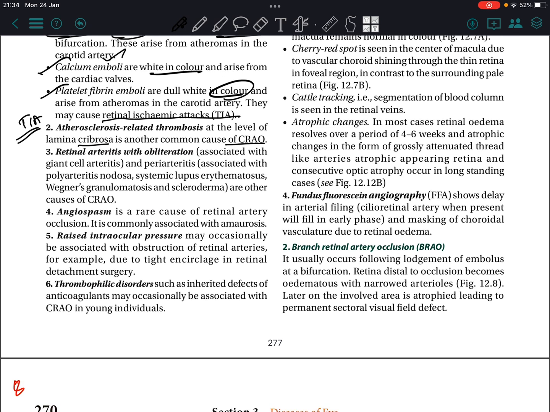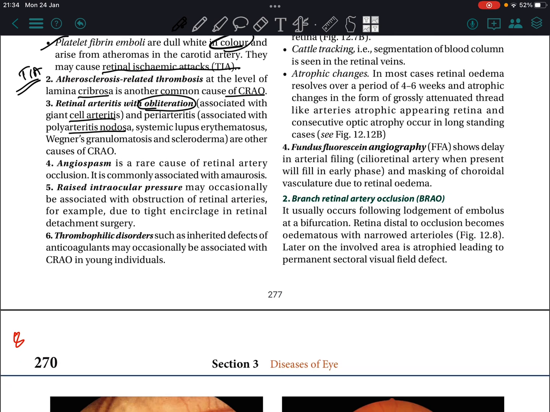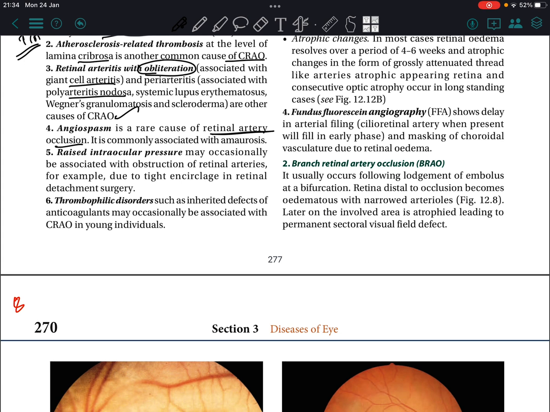Arteritis with obliteration is associated with giant cell arteritis, and periarteritis is associated with polyarteritis nodosa, SLE, Wegener, scleroderma, and other causes of CRAO. Angiospasm is a rare cause of retinal artery occlusion. It is commonly associated with amaurosis. Raised intraocular pressure is occasionally associated with obstruction of retinal arteries, for example due to a tight encircling band in retinal detachment surgery.